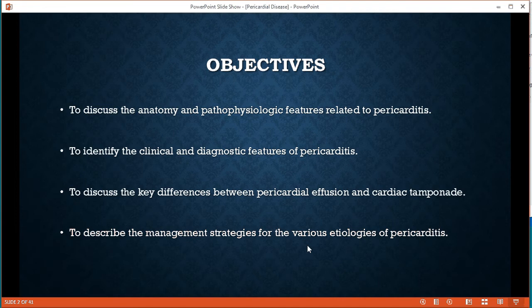So the objectives for today are, one, to discuss the anatomy and pathophysiologic features related to pericarditis. We're going to identify the clinical and diagnostic features of pericarditis, and we're going to talk about both acute and chronic pericarditis. We're going to discuss the key differences between pericardial effusion and pericardial tamponade. And then we're going to describe the management strategies for the various etiologies.